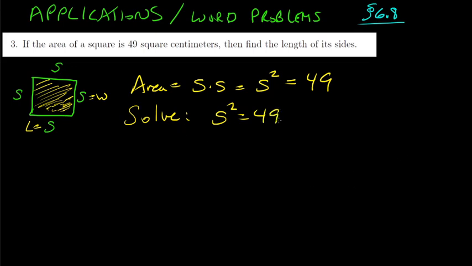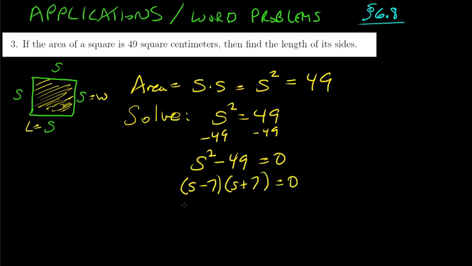Okay, and this is a quadratic equation. We just solved these, right? So I'm going to show you the way you're supposed to solve it here. You're supposed to get it in standard form, right? Subtract the 49 from both sides. And now factor the left side. This is a squared minus b squared, right? So s minus 7 times s plus 7 equals 0. Now, when you set these equal to 0, you get 2 answers. You get s is equal to positive 7, or s is equal to negative 7.